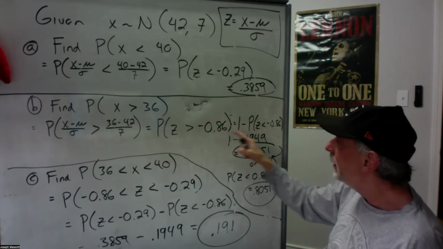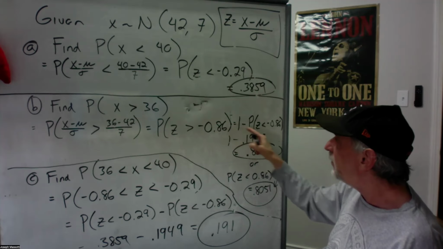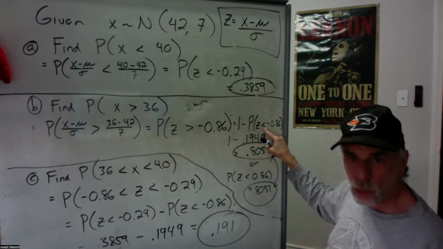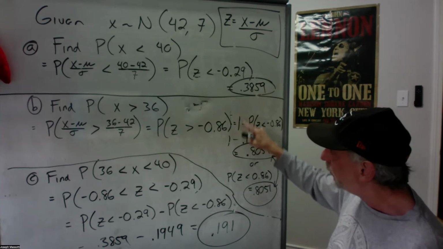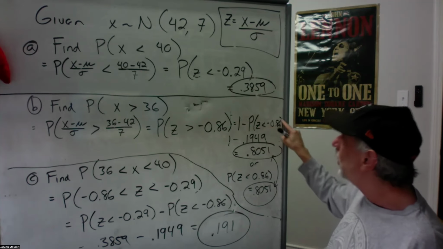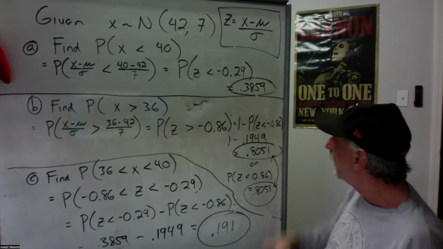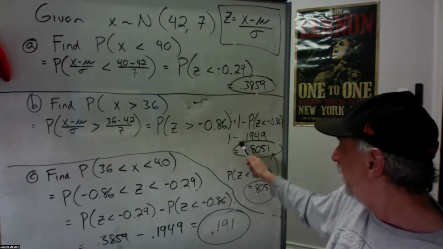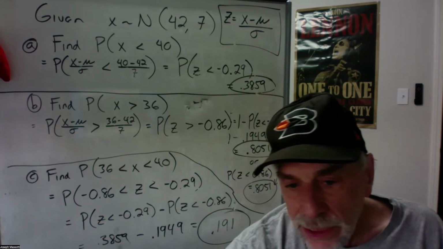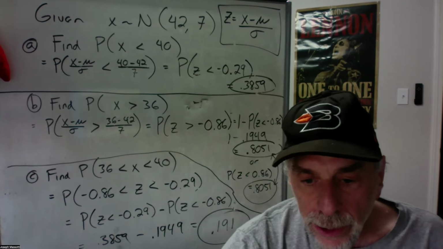And we have to look at less than probabilities because that's the way the table is set up. So if we use the idea of complement, total area of 1 minus the complement, we now just have to look up this number, negative 0.86, and we're going to hope to see 1949. Well, we're going to see it. I'm going to ruin the party here.